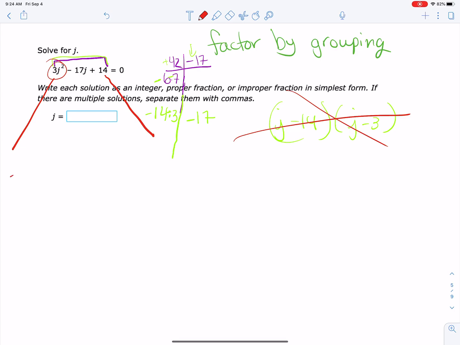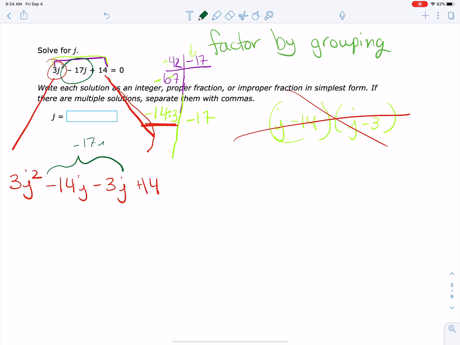So it would go 3j squared, and you take these two and insert them in the middle, so minus 14j minus 3j, and then bring this last term 14 here. Okay, so what I did actually is negative 17 is just rewritten as negative 14 and negative 3. If you added those together, you'd get a negative 17j.